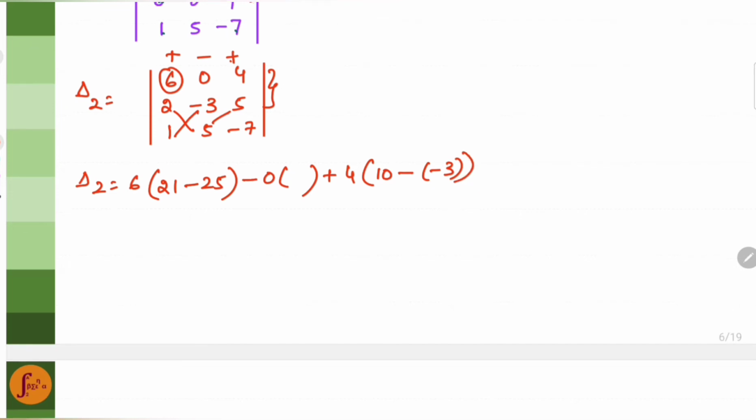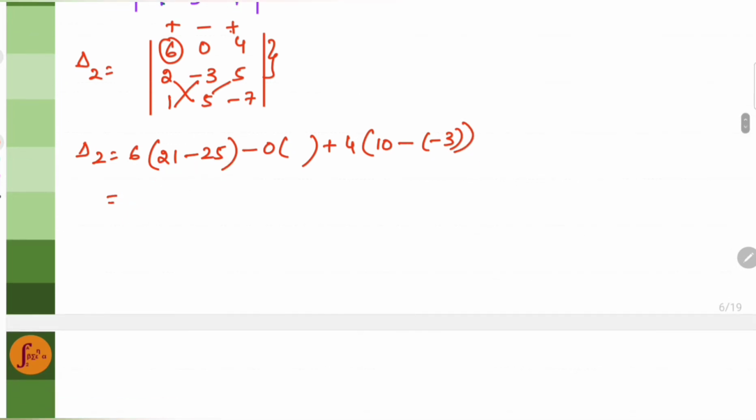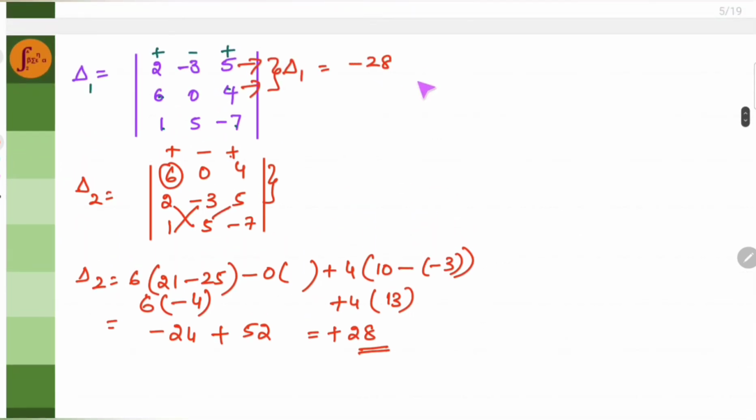Now when you calculate, you're going to get minus 4 into 6 and plus 4 into 10 plus 3, which is 13. So it's going to be minus 24 plus 52. 52 minus 24 is 28. We got plus 28, right? So determinant 1 was minus 28. After interchanging one row, it became plus 28. So the signs have been reversed. You see the sign has been reversed.